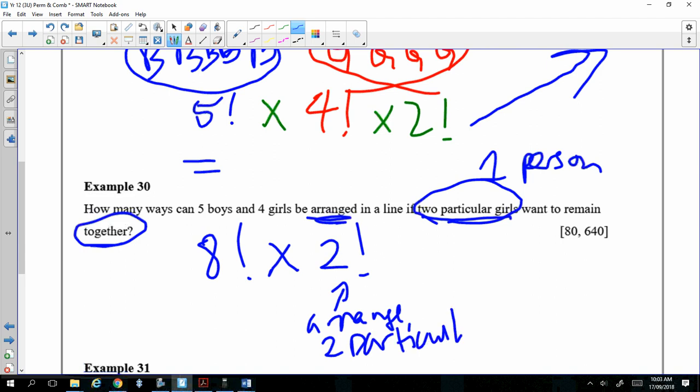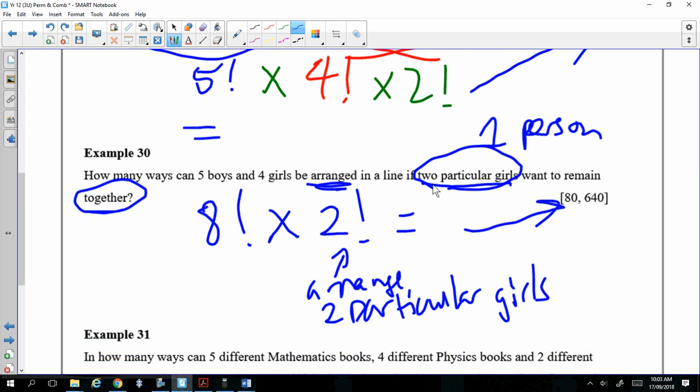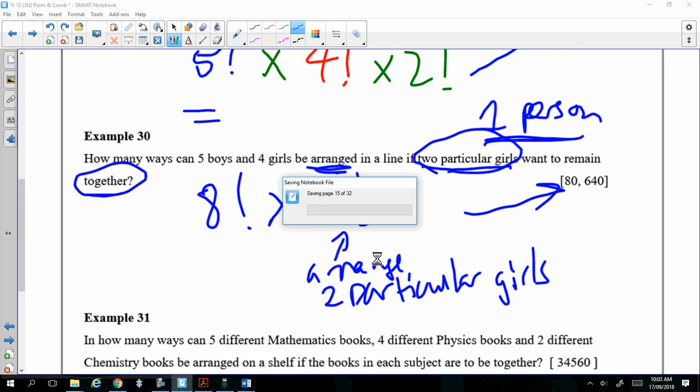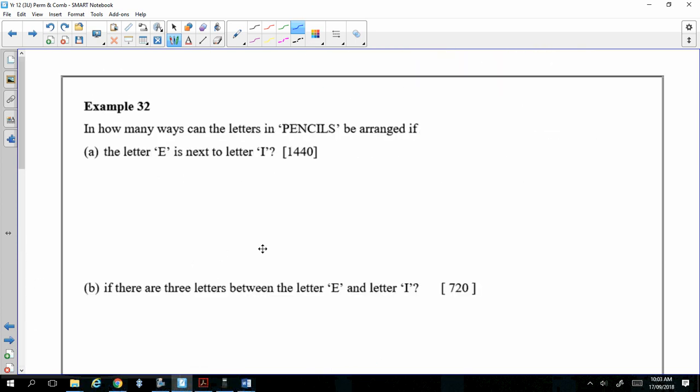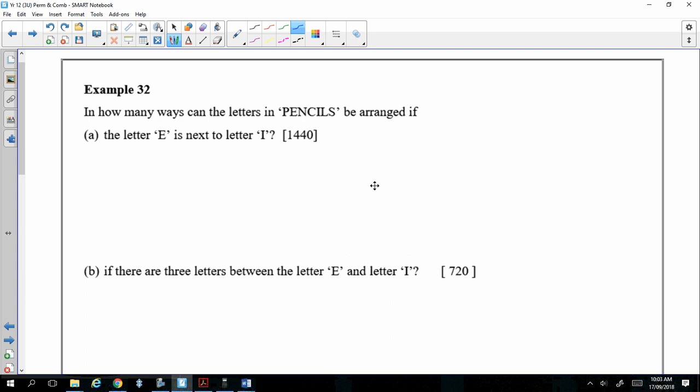Have we done enough? I want to do a bit more. Okay, let's finish up to page 14. I want to do question 32 because that's quite interesting. How many ways can the letters in PENCIL be arranged if the letter E is next to the letter I? Have a try. While you are trying, I'm going to have a try too. 6 factorial times 2 factorial. You get this, right? Because you assume that E and I are one object.